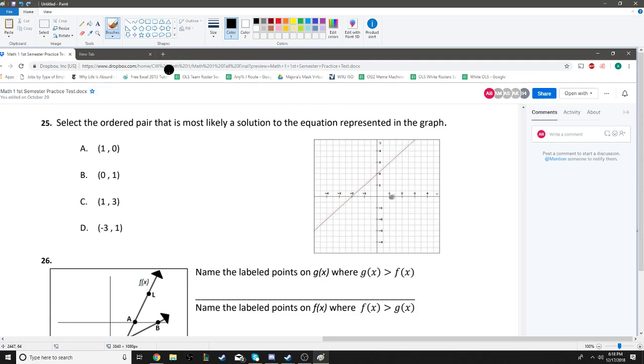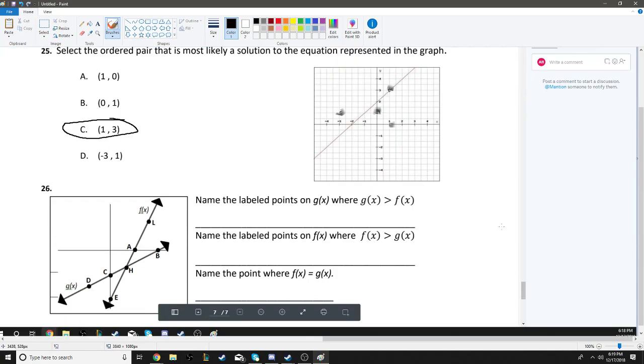Anyways, it's not on the line. 0, 1 is right there. Close, but not on the line. 1, 3: right 1, up 1, 2, 3 is right there. That looks like it's on the line. And -3, 1 would be right here. That's not on the line. So your answer, that was a god-awful brush, is C.